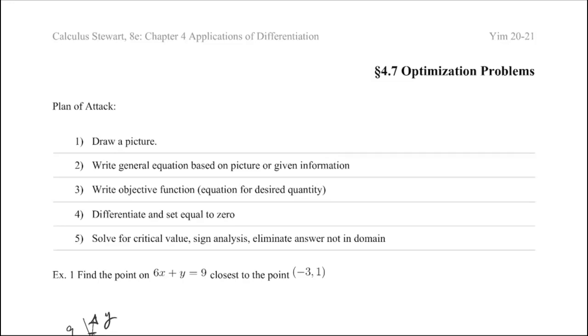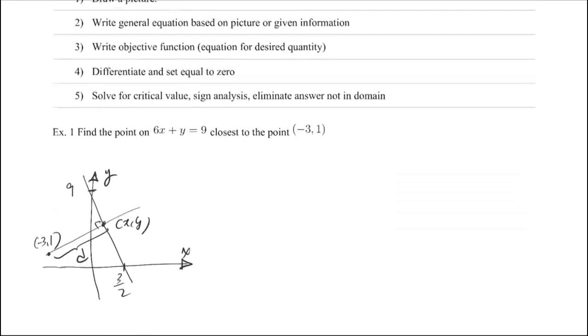Okay, the first question is to find a point on 6x + y = 9 that is closest to (-3, 1). In this particular case, you're going to have to draw the picture on your own, right? So I drew the picture ahead of time. Using the intercepts, my y-intercept is 9, and my x-intercept, when you set y equal to 0, is 9/6, which is 3/2. So I draw a line over here.